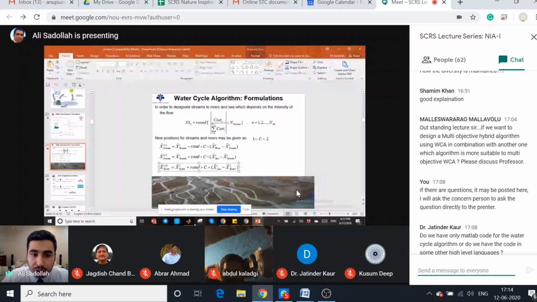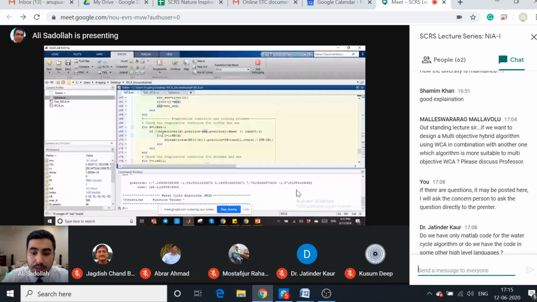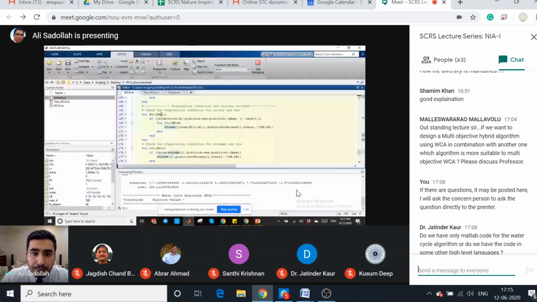Then check the evaporation condition. As I mentioned, we have two evaporation conditions, for the sea and rivers, and for the sea and streams. For the sea and river, this is sea and river, yes, river and sea. This doesn't matter because this is the absolute value. So if the norm distance of river and sea is smaller than Dmax, or with this probability, based on the experiment, 10% mutations, then the evaporation condition is satisfied, and the new streams are randomly generated between the upper bound and lower bound.